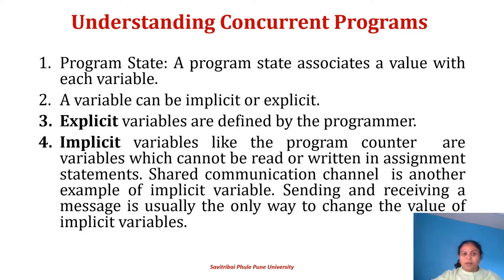So we define the program state first. A program state associates a value with each variable, and the variables can be implicit variables or explicit variables. Explicit variables are defined by the programmer, and the program counter that I mentioned is an example of an implicit variable. Program counters are variables which cannot be read or written in assignment statements. Shared communication channel is another example of an implicit variable. Sending and receiving a message is usually the only way to exchange the value of implicit variables.